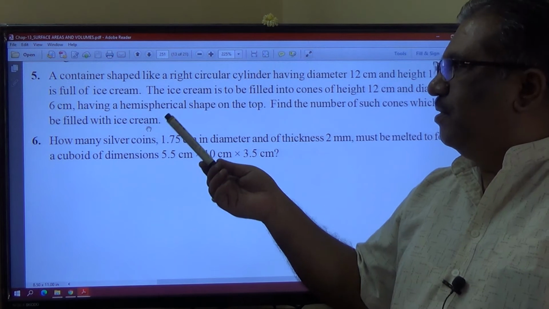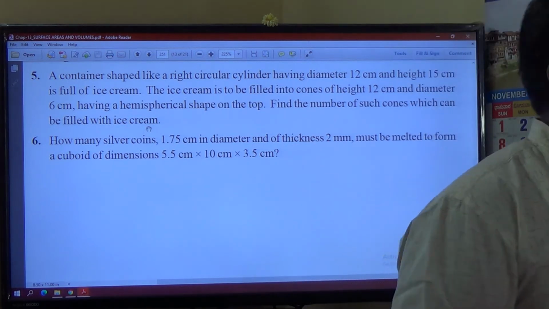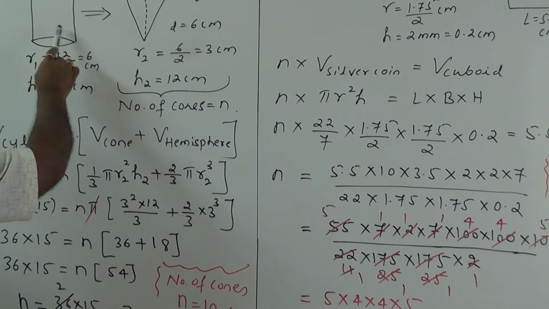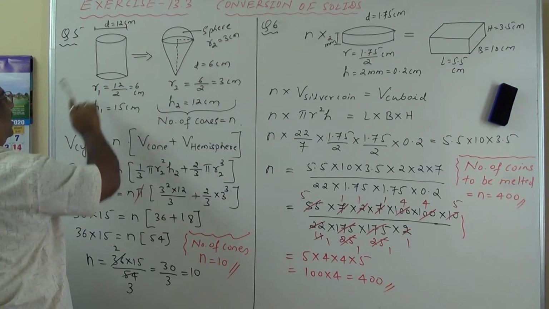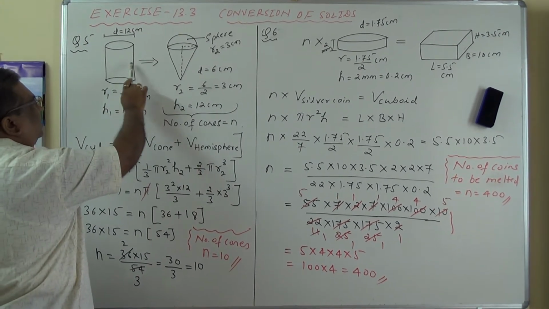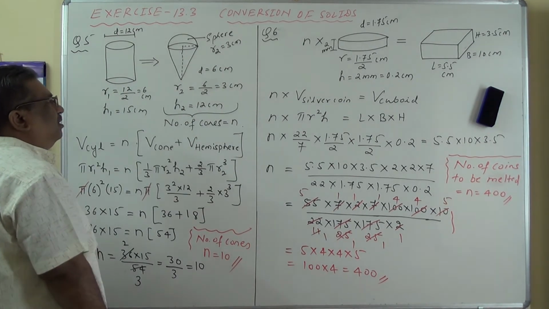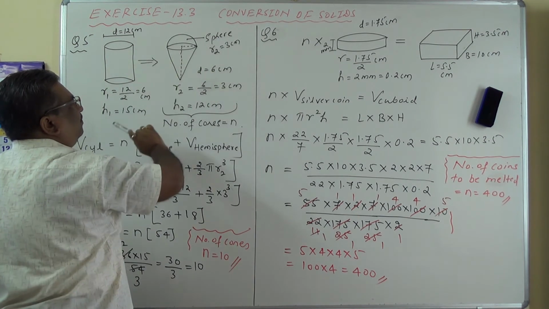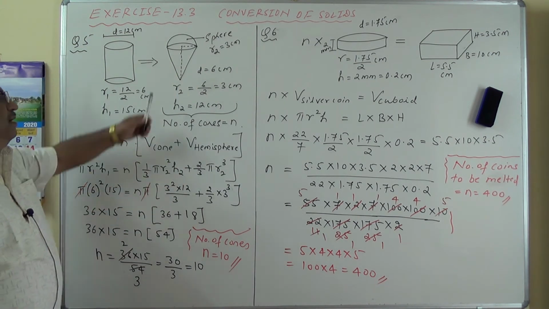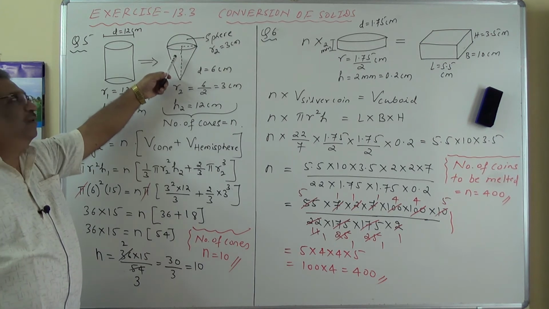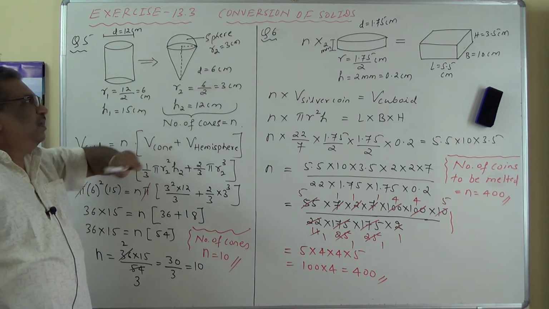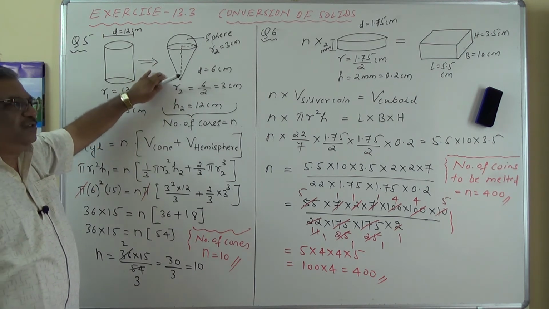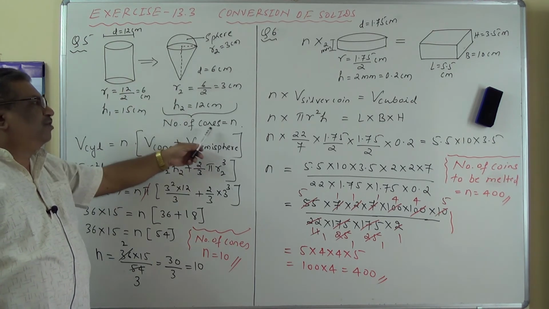So let the number of cones be n. Okay, fine. So let us solve this on the board now. There is a cylinder, and this cylinder is filled up with ice cream, and this ice cream is to be transferred to cones, and it is a cone with a hemispherical shape on the top. How do you fill up the ice cream? Basically, it is to be filled up in the cone with hemispherical shape on the top. And how many such cones will be formed is the question. Let the number of cones to be filled up be n.